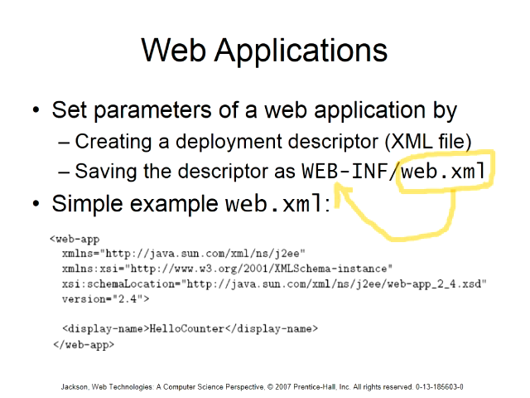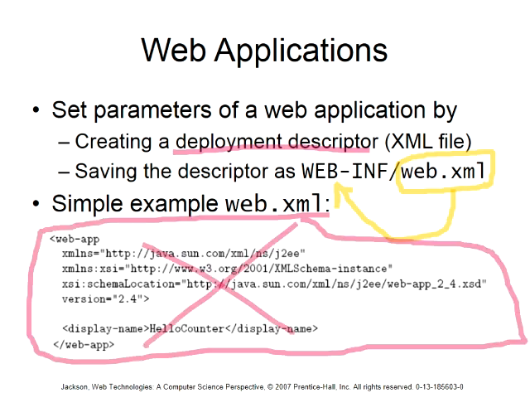So we can set parameters of a web application by creating a deployment descriptor. In the Tomcat server, we have a file, web.xml, which represents the deployment descriptor. You can find an MCQ question about web.xml. So web.xml is a deployment descriptor. What's the meaning of deployment descriptor?